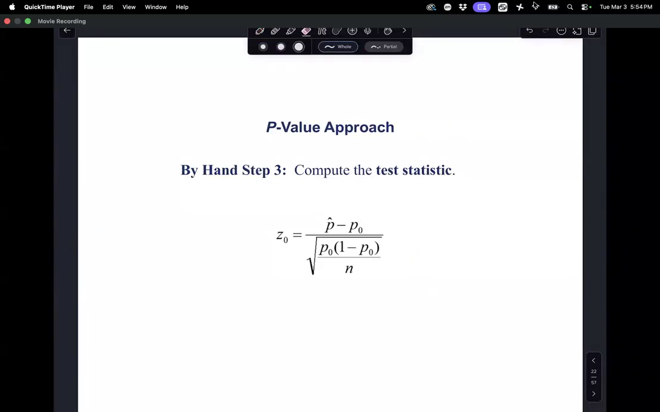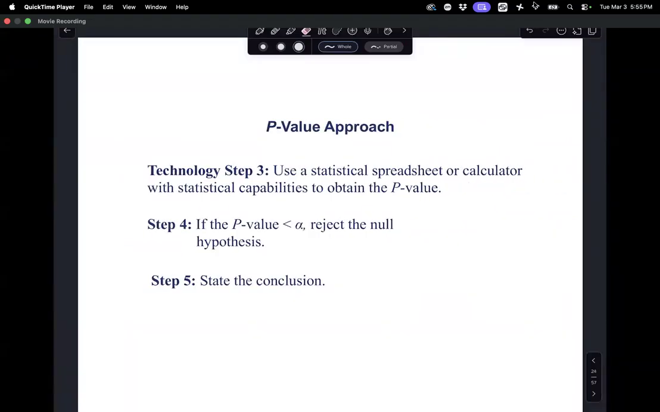P-value approach. We generally allow our calculator to calculate the p-value. We don't usually do this by hand. We don't usually do this using the z-table. Even though our notes say you can use the z-table, which technically you can, we generally just do the p-value with our calculator. So I'm just going to tell you that's what we're going to do with the p-value. Okay, I'm going to keep going.